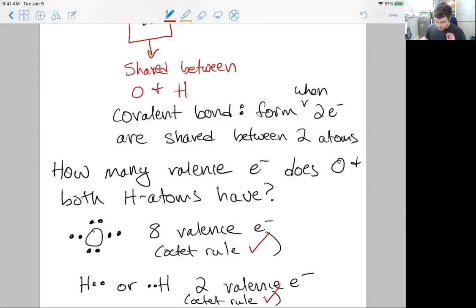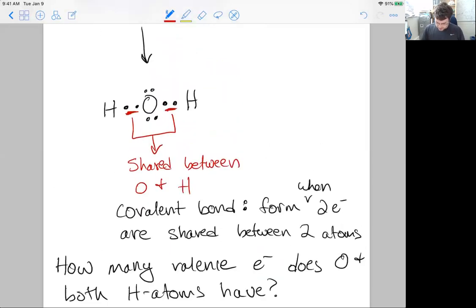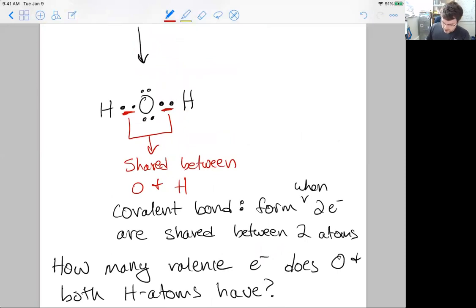Okay, so by bonding, I'm just going to pull out here, by bonding the oxygen with the 2 hydrogen atoms, now all 3 elements have satisfied the octet rule. They're in a more stable state, okay?